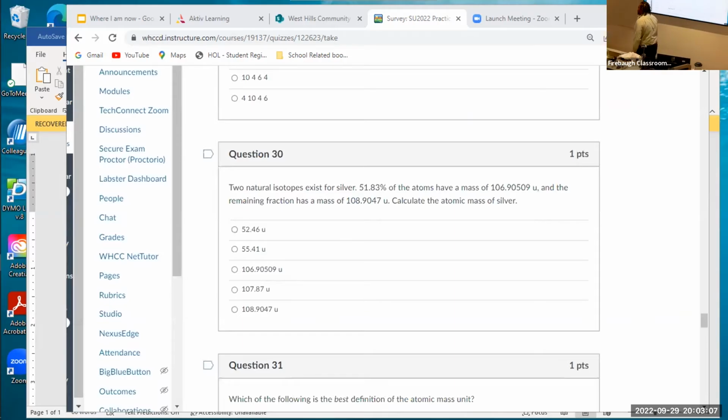Let's do isotopes. So what would I do for this one? It says I have 2 natural isotopes. So 2 natural isotopes exist for silver. 51.83% of the atoms have a mass of 0.90509 units, and the remaining fraction has a mass of 108.9047 units. Calculate the atomic mass of silver. Okay, so how would I go about doing this?